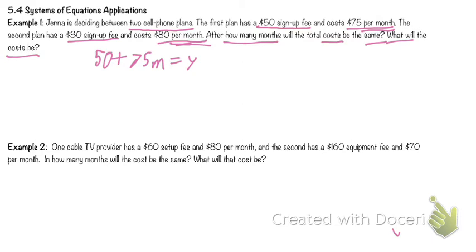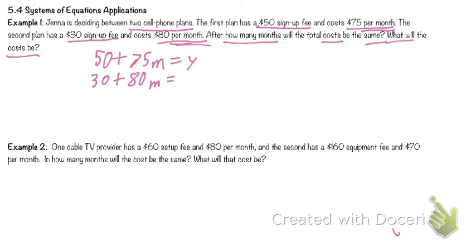Can I get anyone to volunteer or at least try to do the second equation? Raise your hand if you want to try. Olivia? It would be 30 plus 80M equals x. Okay, great question. So 30 plus 80M, so far I agree with all of that. 30 for the sign-up fee, a one-time fee, plus 80 per month, 80 times however many months there are, M.